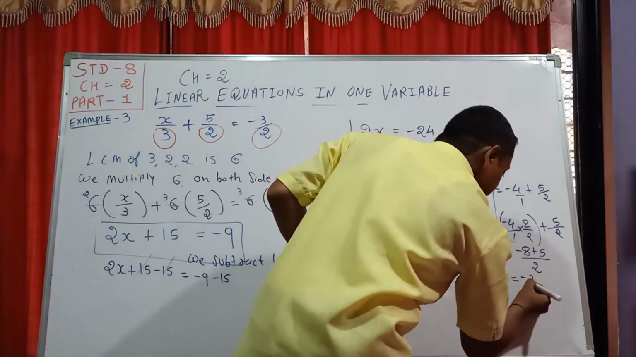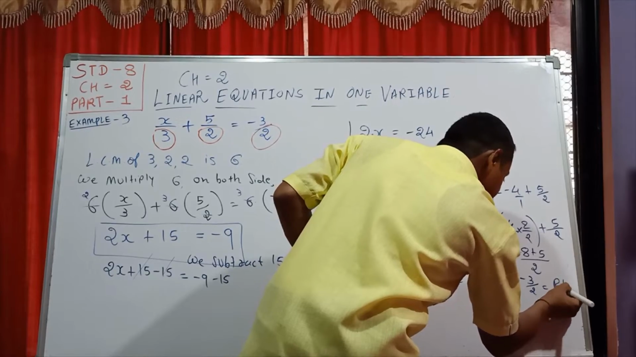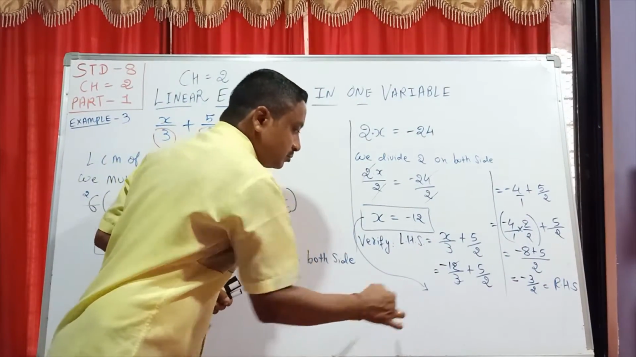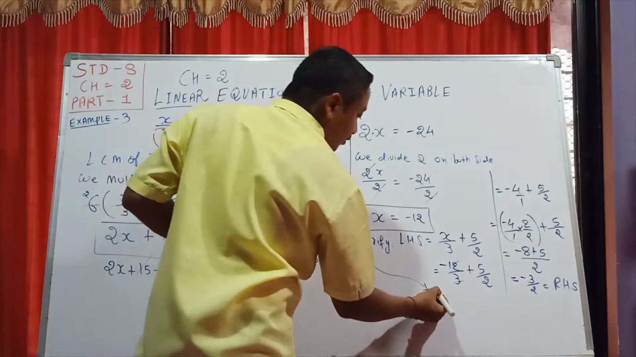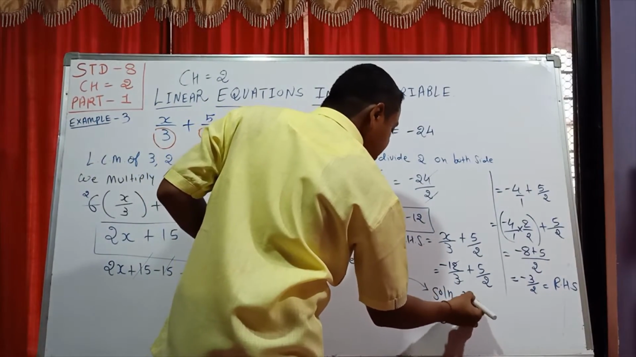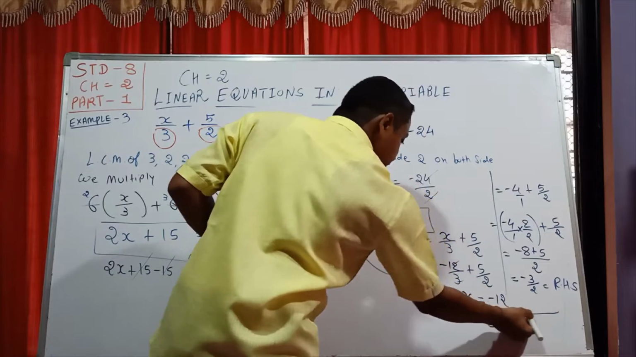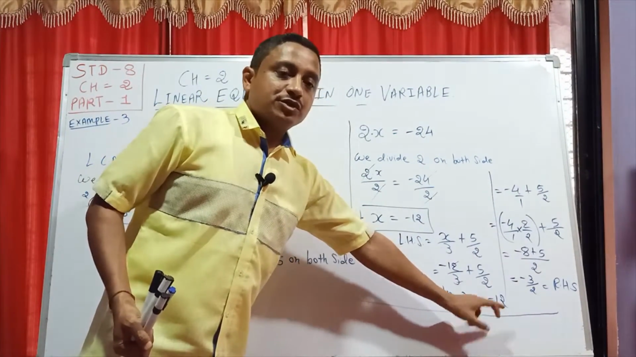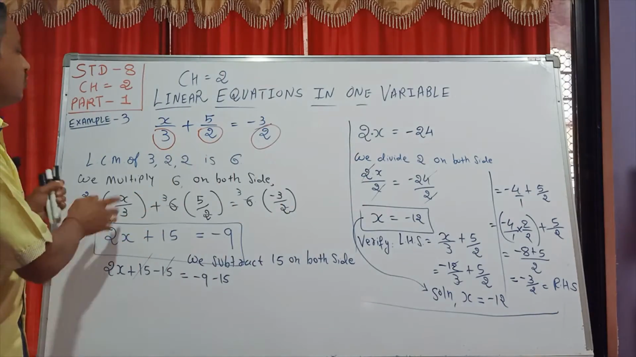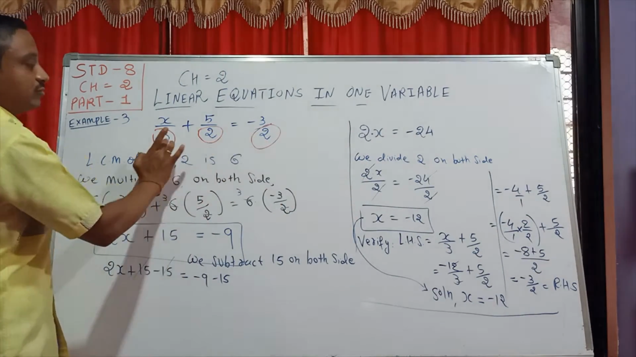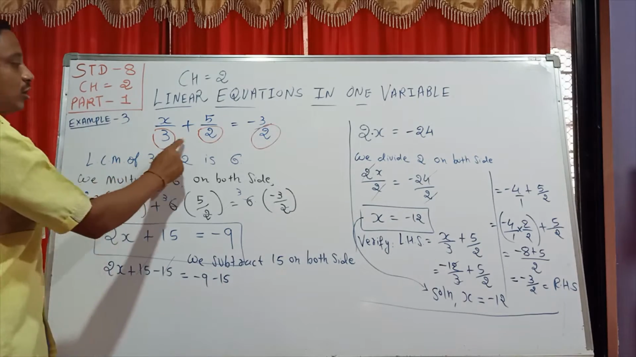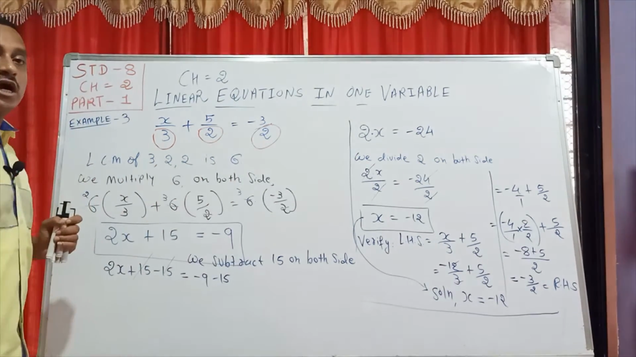So that answer is minus 3 by 2. That's my RHS. It means, students, this answer is true. So last, write down: therefore, solution x is equal to minus 12 is your final answer. Correct? x equal to minus 12. So students, it's a very simple process. Whenever you are given fractions, take the LCM and convert all the fractions using the LCM.